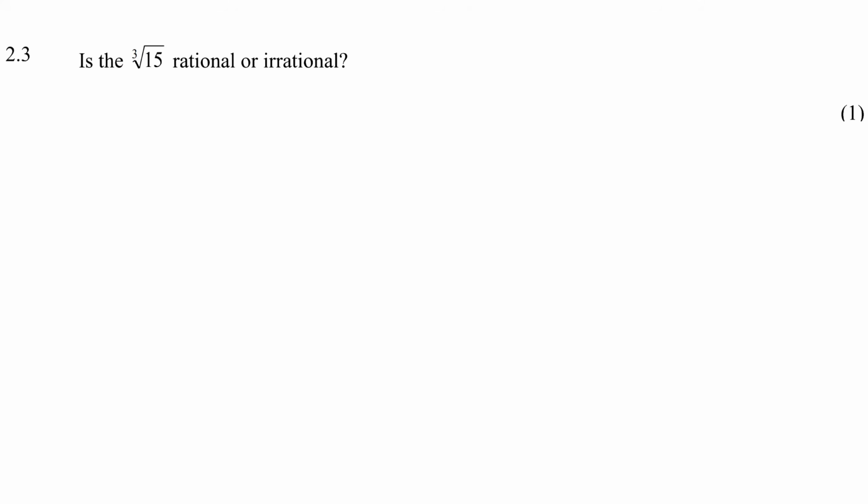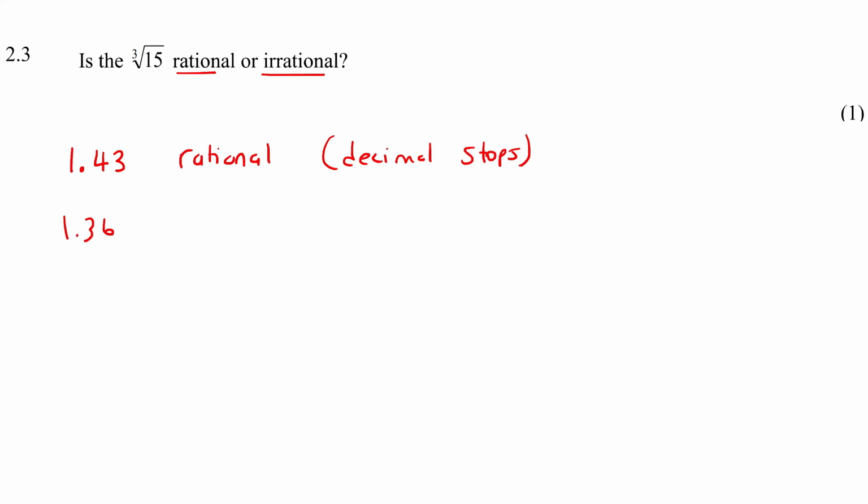Is this number rational or irrational? Okay, so let me give you some examples of rational numbers. So if I have the number 1.43, that is rational. Why? The decimal stops. Okay, if I have 1.363636, and it goes on, that is still going to be rational.